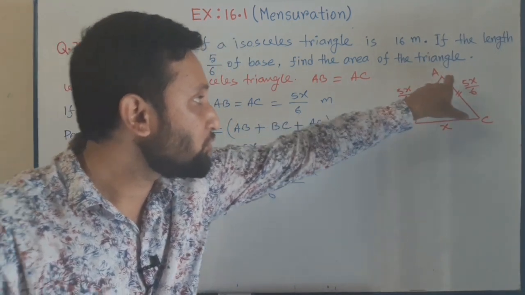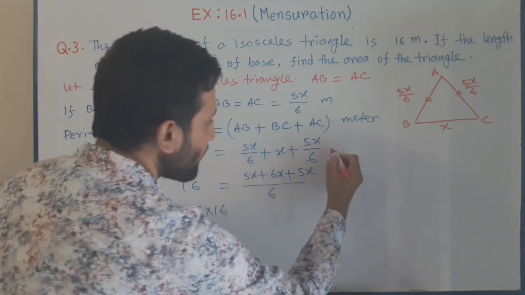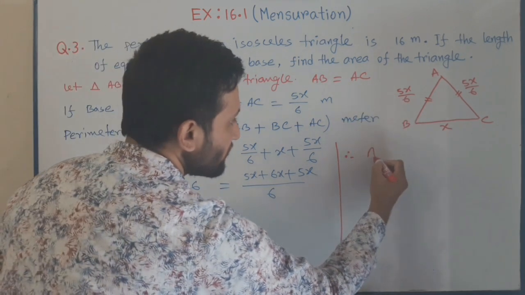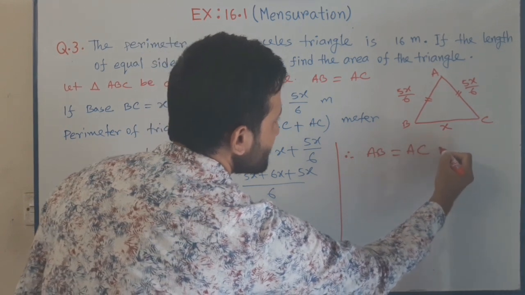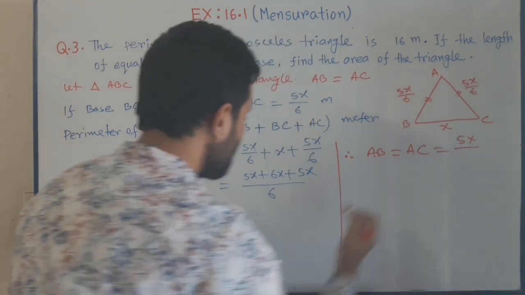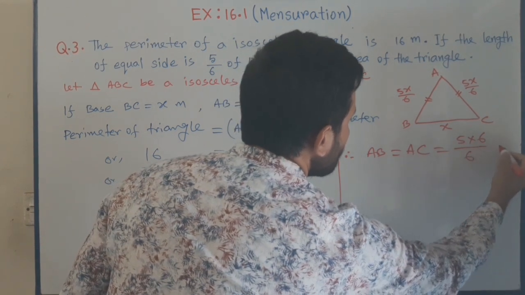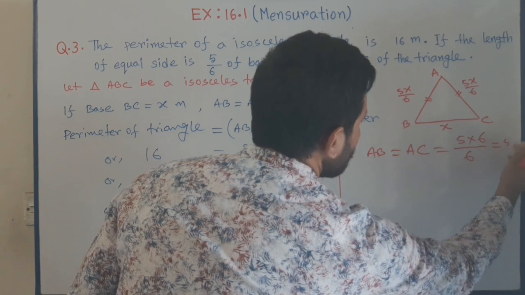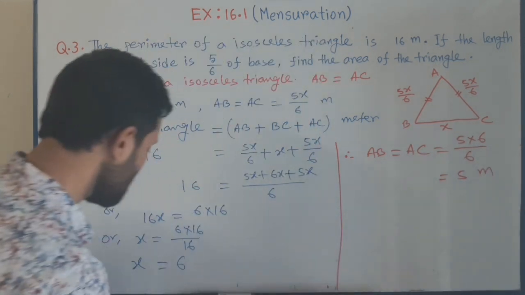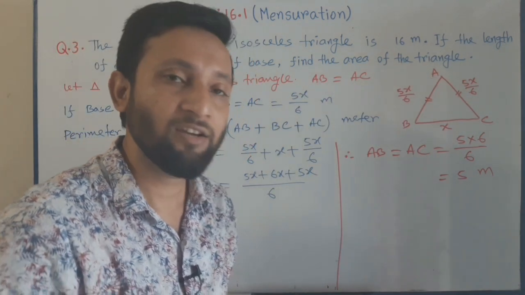Now we can find the other two equal side values. Therefore we can write the side AB, and the equal side AC, equal 5x by 6. So 5 into x, the value of x is 6, so 5 into 6 divided by 6. The 6 and 6 cancel, that means 5 meter. So the equal side lengths of AB and AC are 5 meter.